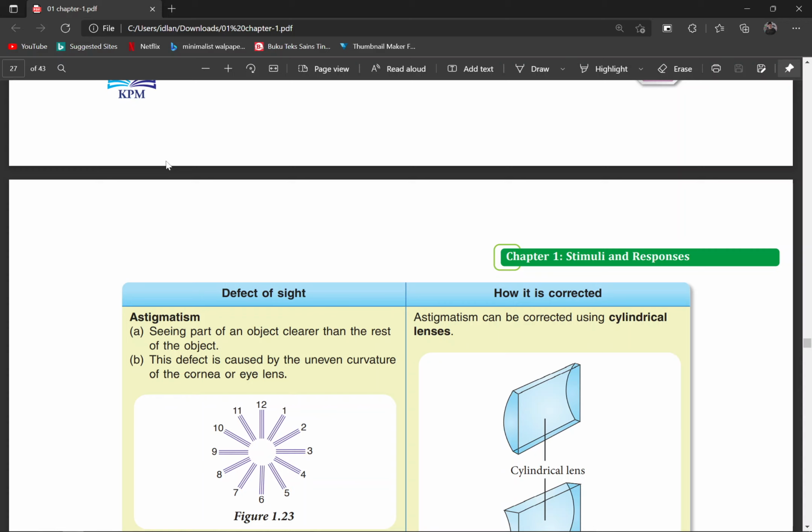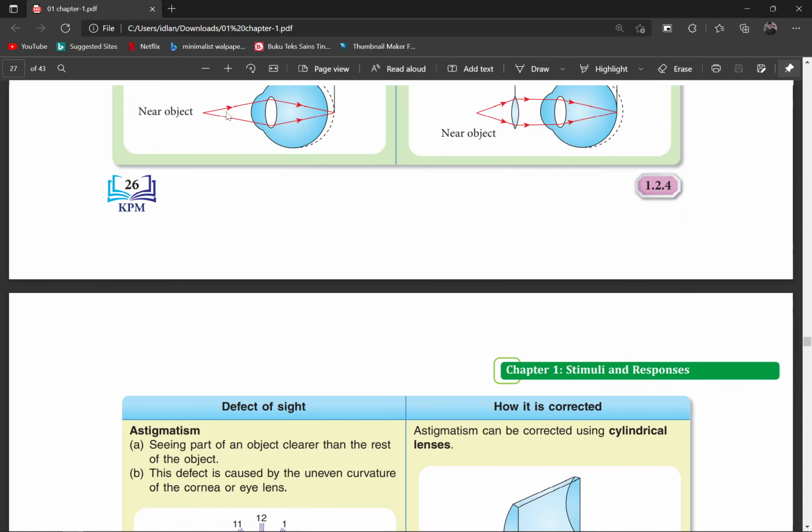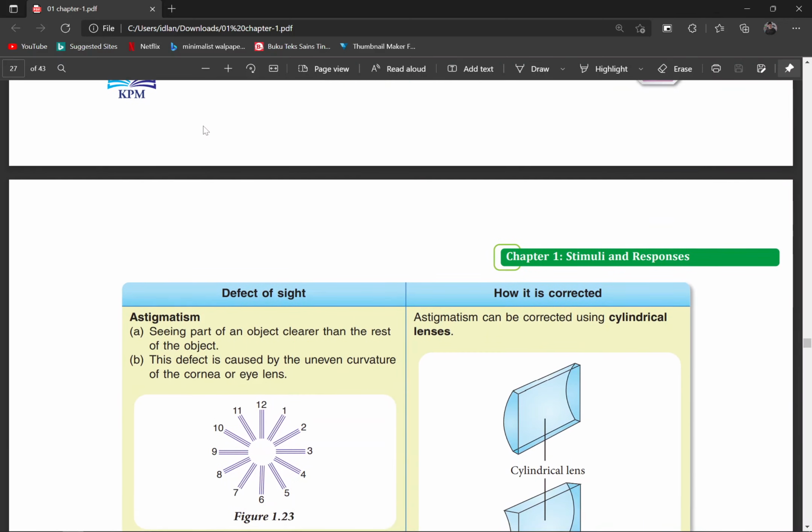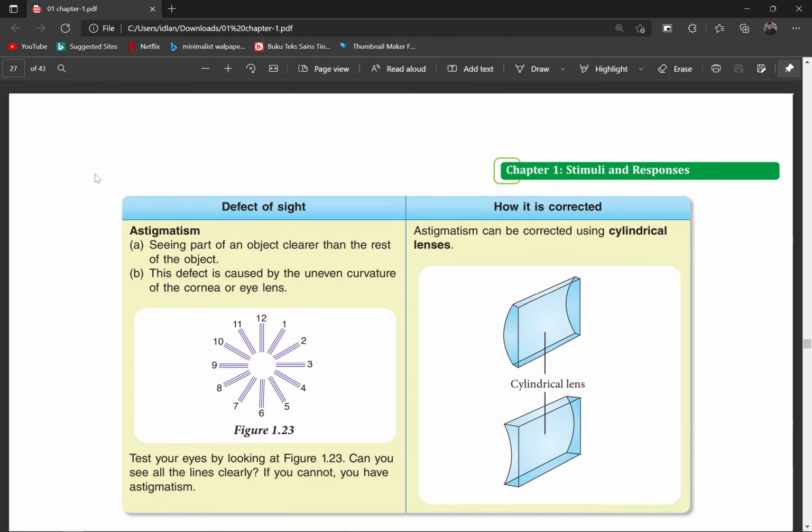Itu kita panggil short-sightedness. Kita nak fix macam mana? Kita pakai concave lens. Concave. Okay.